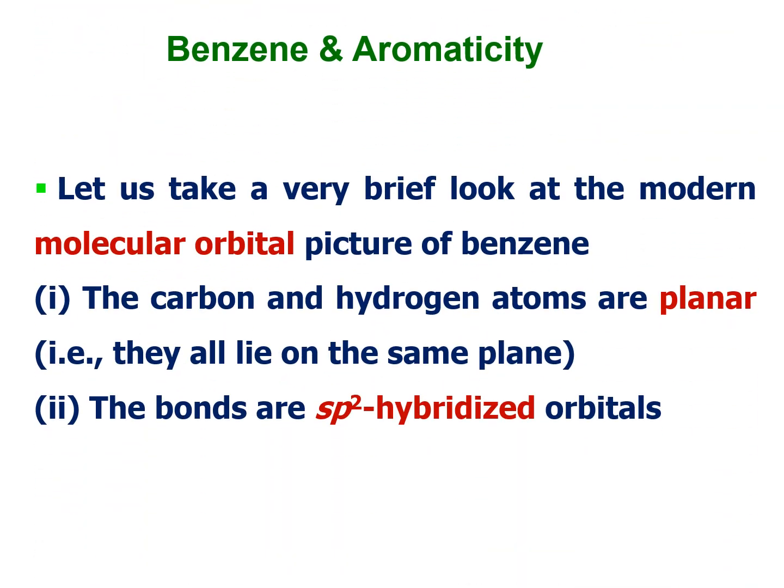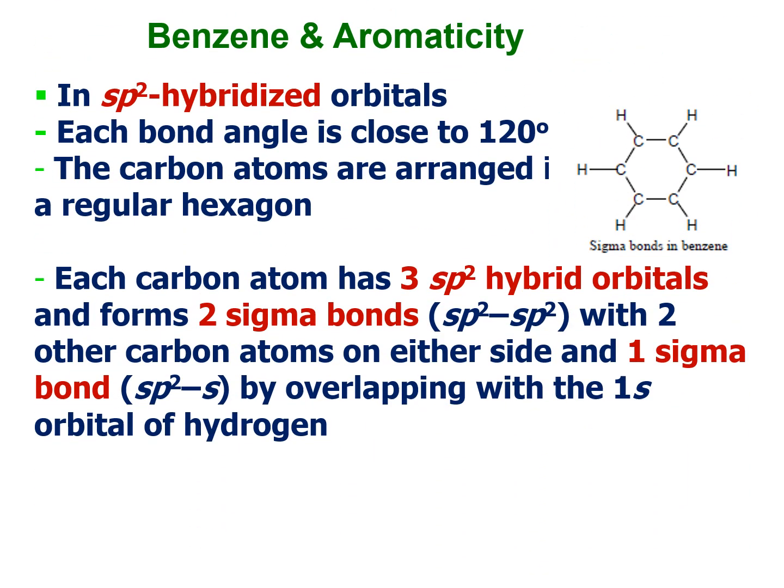Looking at the modern orbital theory, the molecular orbital structure of benzene, we can understand that benzene contains carbon and hydrogen that are on the same plane, which means they are planar, and the carbons are sp2 hybridized, like alkenes. Because of their sp2 hybridization, the bond angle is 120 degrees.